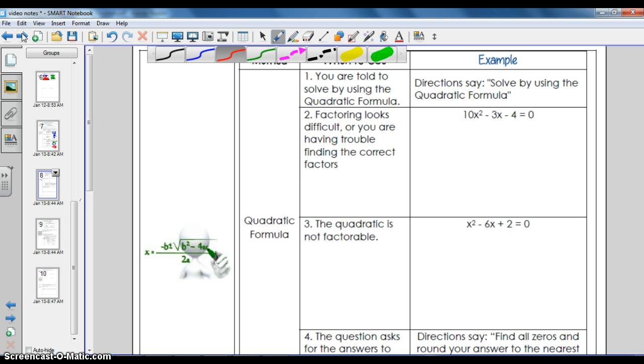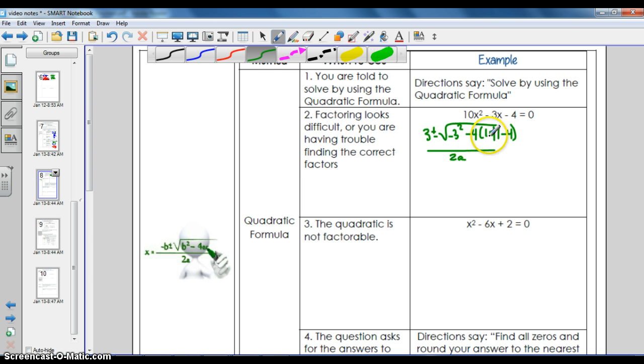And then the last method is going to be the quadratic formula, and this is the one that's your go-to if it's not factorable, if you're going to end up rounding, or if it says use the quadratic formula. So something that looks difficult or that you're having trouble finding factors of it. Here we're going to start off with the opposite of b plus or minus the square root of b squared minus 4ac, all over 2a.